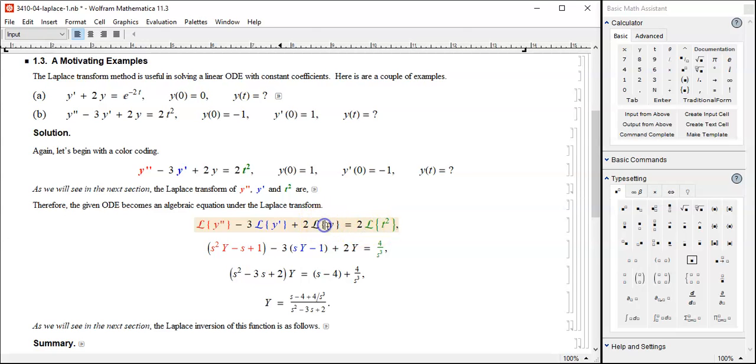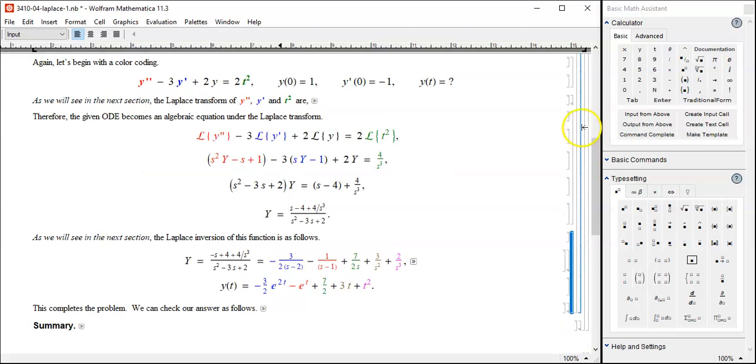And then the black part, y, is becoming capital Y, that's good. And the blue part is sY minus y of 0, so minus 1. And then this is the formula for the second derivative: s squared Y minus s times y of 0 minus y prime of 0, but minus minus is plus because this is negative. And then the green becomes 4 over s cubed. We have an algebraic equation for Y, so we can solve it. And then we solve it, and then we take the Laplace inversion.